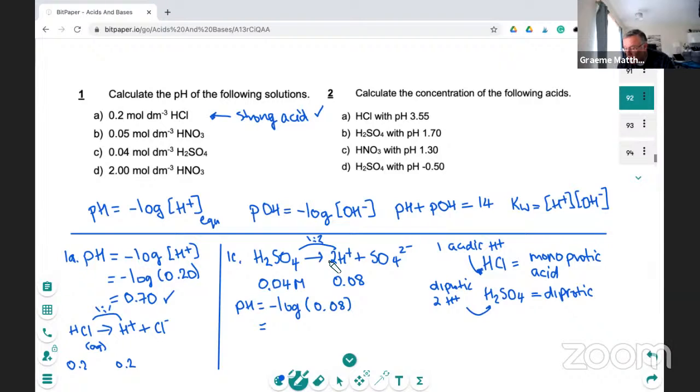So if I do this one real quick, with 0.08, it comes back as 1.096. It means 1.10. Can you always report pH out to 2 decimal places, right? So pH 1.10.